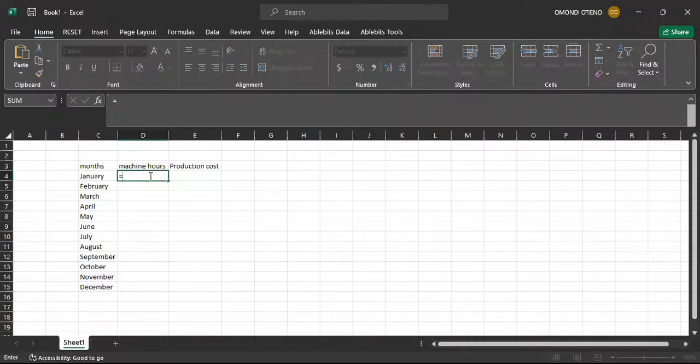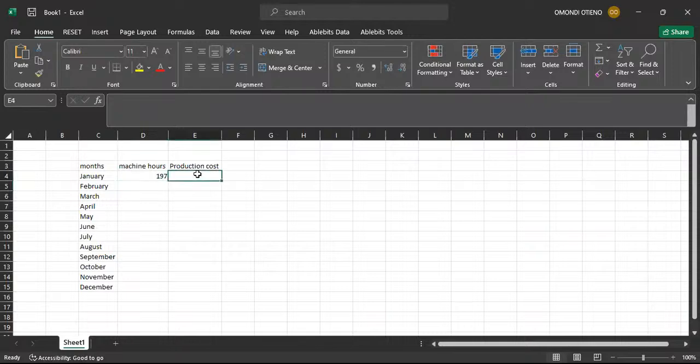I'm going to type equal to RANDBETWEEN. This is what we are going to use, RANDBETWEEN. We want to insert random numbers. The lowest figure should be 180, comma, the highest should be 320. That's what we are going to have for the machine hours column. So just do that, close your brackets, then press enter.